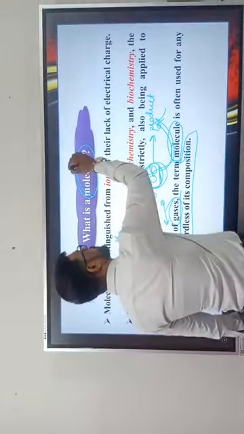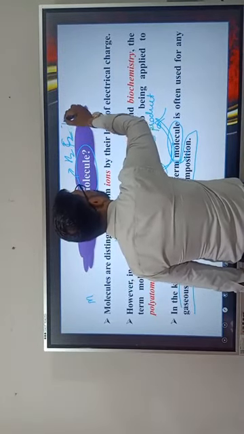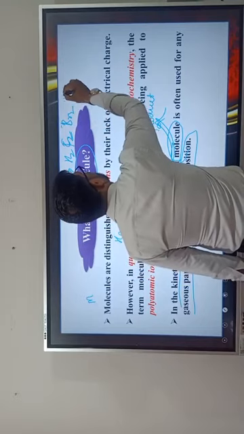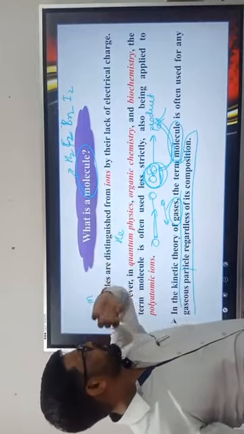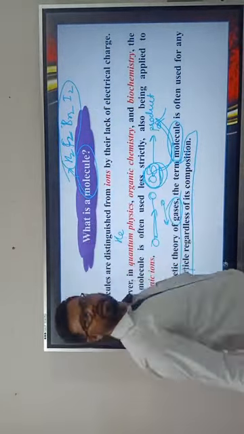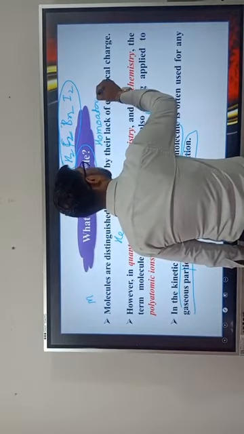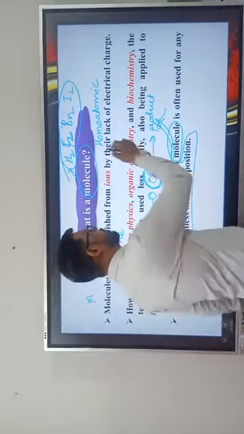For example, we can have H2, F2, Br2, I2. These are molecules. Here I have mentioned all the molecules with the same type of atoms. And this type of molecule is called a homoatomic molecule. Homo stands for same, that means the molecule contains the same type of atoms.